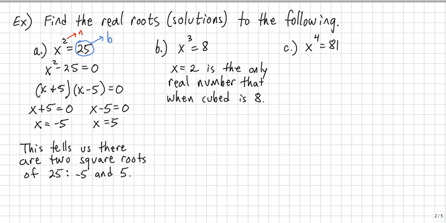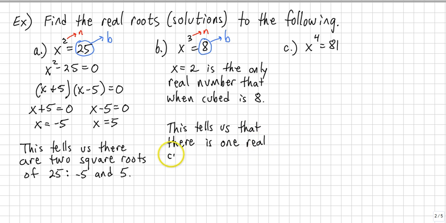Now again, this is our n, and this is our b. So this particular equation tells us that there is one real cube root of 8, and it is positive 2. So the cube root of 8, there's only one real cube root of 8 and it's positive 2.